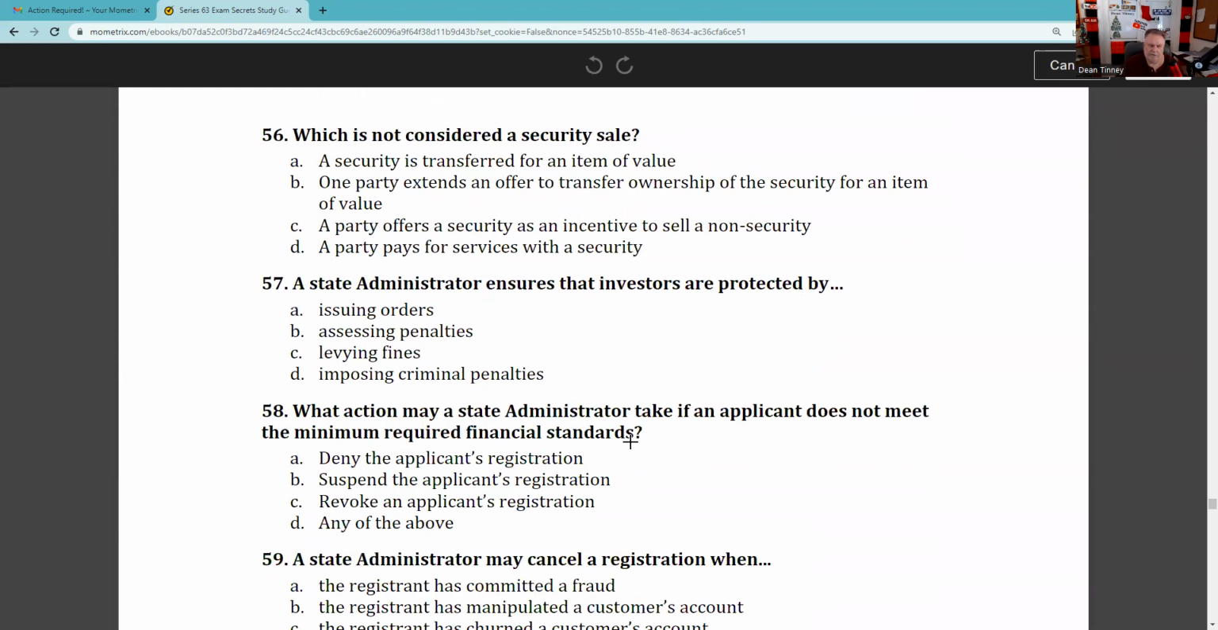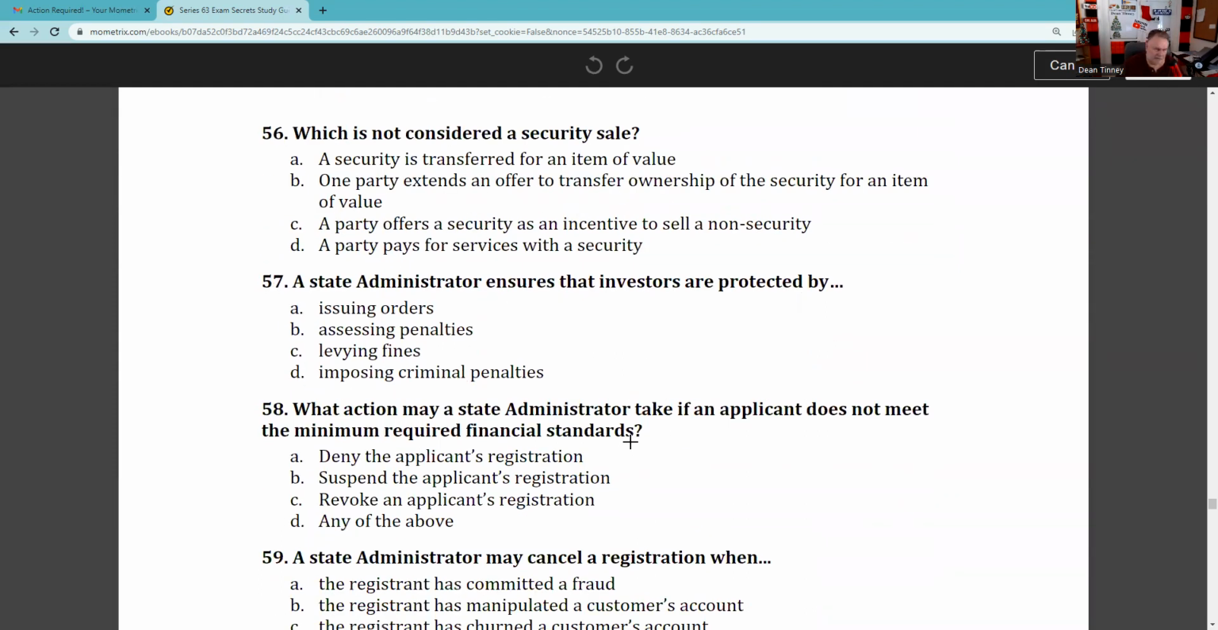Which of the following is not considered a security? By the way, these practice exams are also very popular on the channel. By the way, this will be, I think, number 3. You have a Kaplan 63 practice test. You have a Test Geek 63 practice test. Now you have this one. The Test Geek practice exam for 63 has very strong correlation to the actual exam. The Kaplan is good. It's a little tougher.